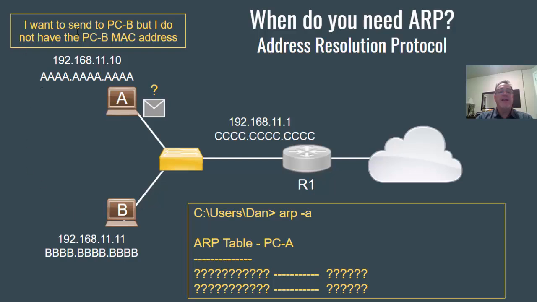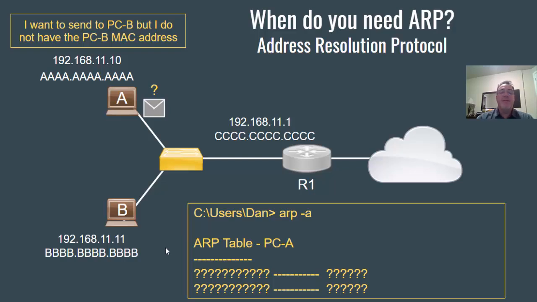And it says here, I want to send to PCB, but I do not have the PCB MAC address. So computer A looks in its ARP cache. You can see here in the command line, arp -a, and in the ARP table in PCA, there's no IP address to MAC address mapping. In other words, if A wants to communicate to B, it not only needs to know its IP address, it needs to know its MAC address. You cannot communicate with a device on an Ethernet LAN without knowing their MAC address, because the frame is actually delivered to the NIC's MAC address. So let's see what happens.